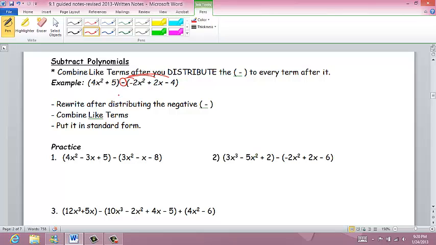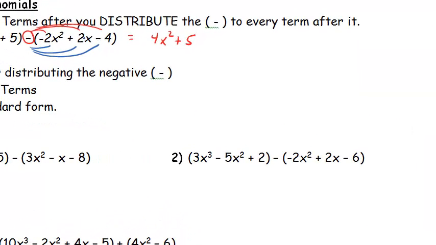So looking at this first example, do I have to distribute anything to the first set of parentheses? No. So I basically drop the parentheses and rewrite it. Now, the second set of parentheses, I have to go and distribute this negative, which means all of these signs are going to change. A negative times a negative is going to be a positive 2x squared, so I add the 2x squared. Negative times a positive 2x is going to be minus 2x. And a negative times a negative 4 is a positive 4.